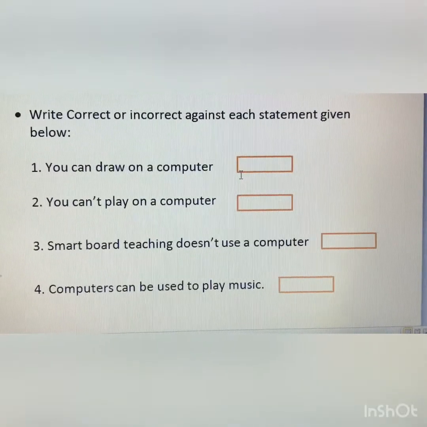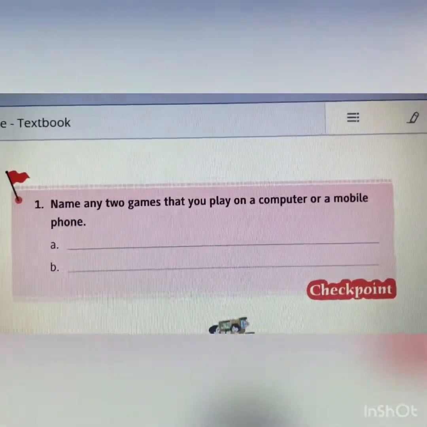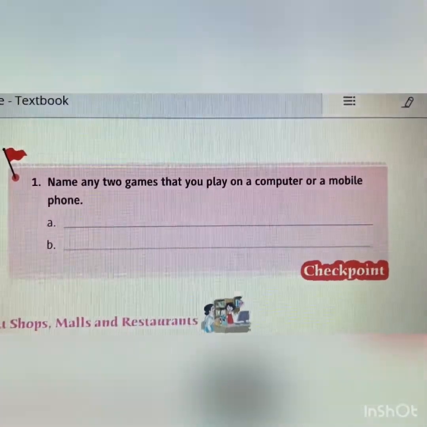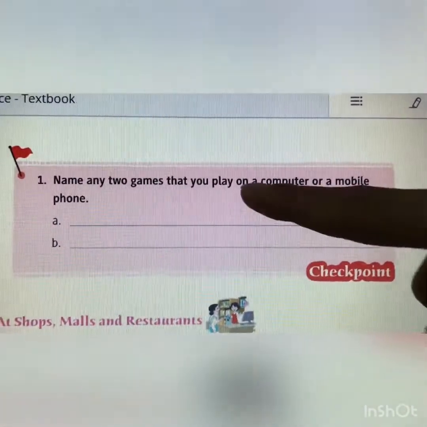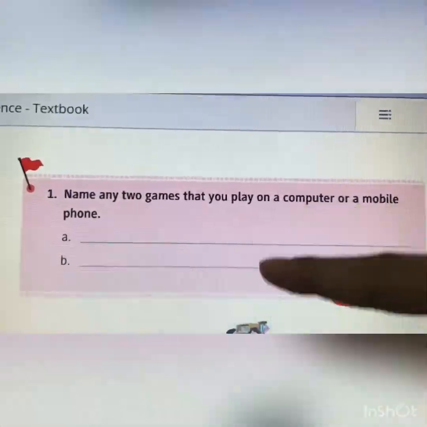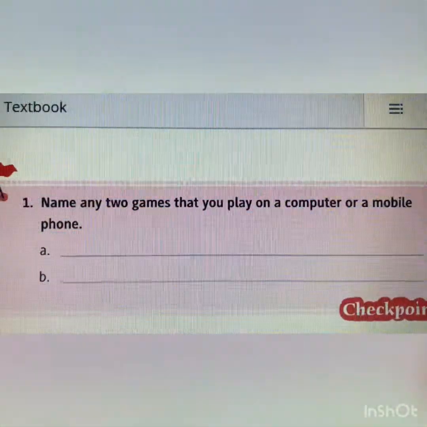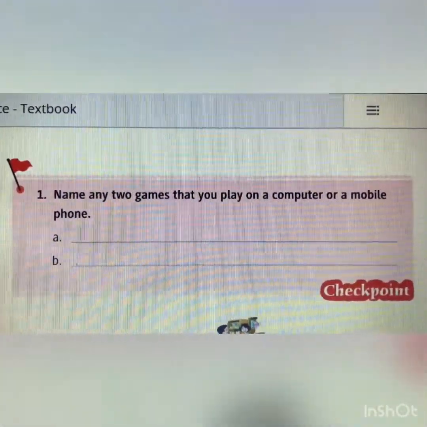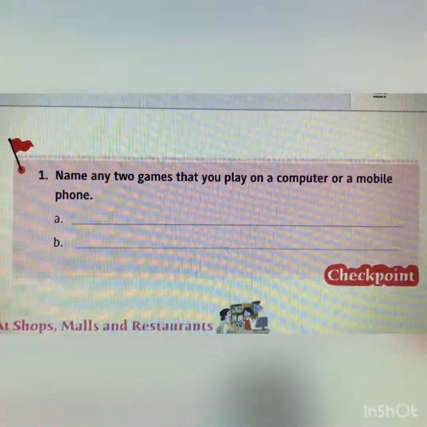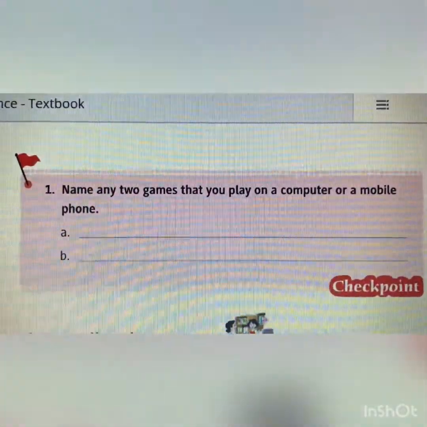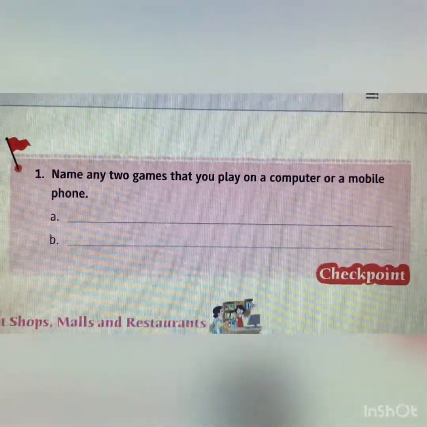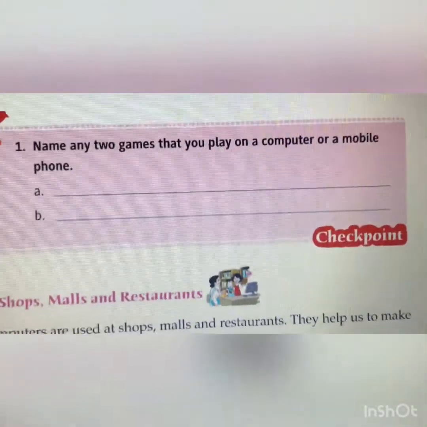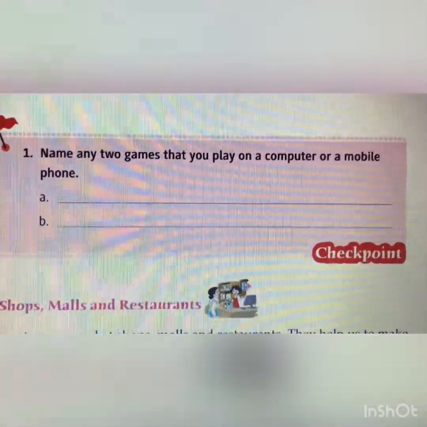Now students, you have to write the names of two games that you play on a computer or mobile. You have to write the two game names in these blanks. In your textbook, course book, page number 15.